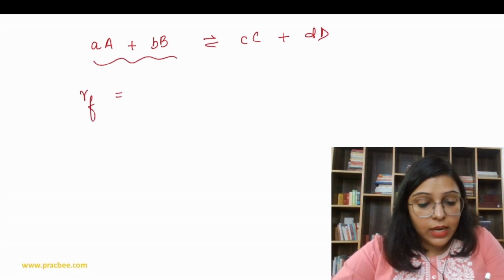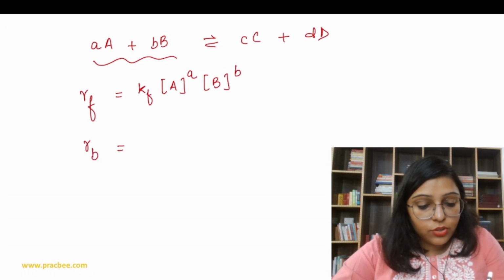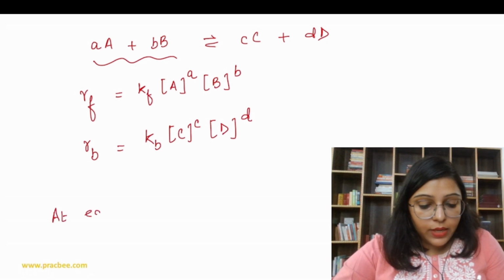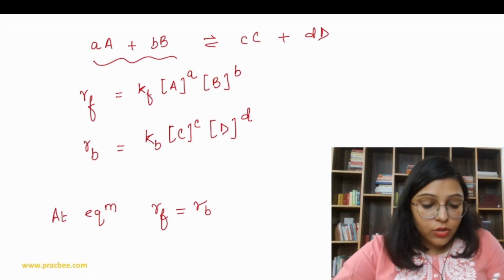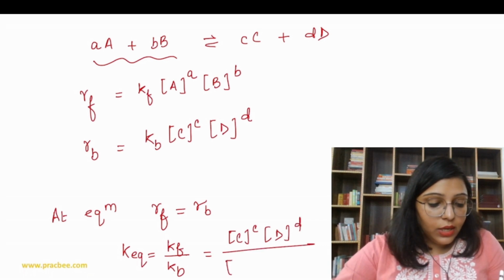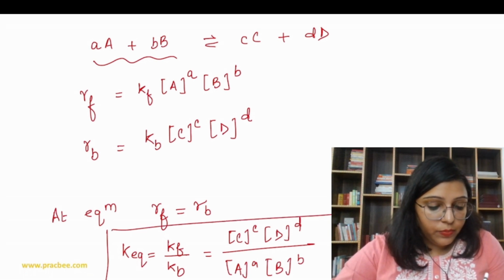So we can say rate of forward reaction is Kf, concentration of A to the power a and concentration of B to the power b, and rate of backward reaction is Kb, concentration of C to the power c and concentration of D to the power d. So at equilibrium, what happens? Rate of forward reaction is equal to rate of backward reaction. So we can write K equilibrium is equal to Kf upon Kb, which is equal to [C] to the power c, [D] to the power d upon [A] to the power a and [B] to the power b.